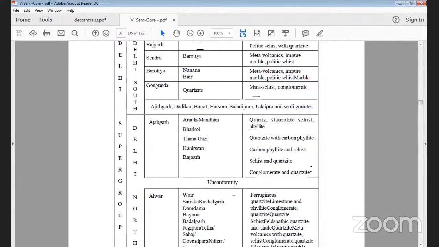And the next one is the Ajabgarh. In the Ajabgarh, the formations are Rajgarh, Kankavari, Hanagazi, Bharkol, Arauli, and Manda. The lithological units are conglomerate and quartzite, schist and quartzite, carbon phyllite and schist, quartzite with carbon phyllite, quartz staurolite schist, and phyllite.